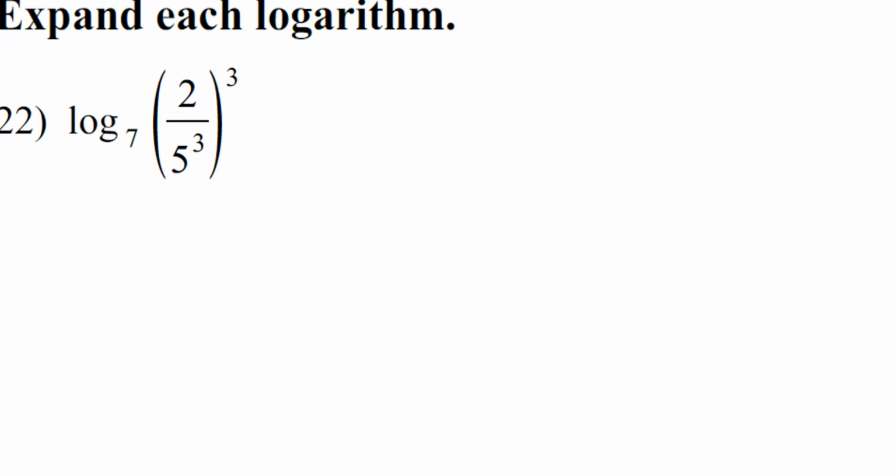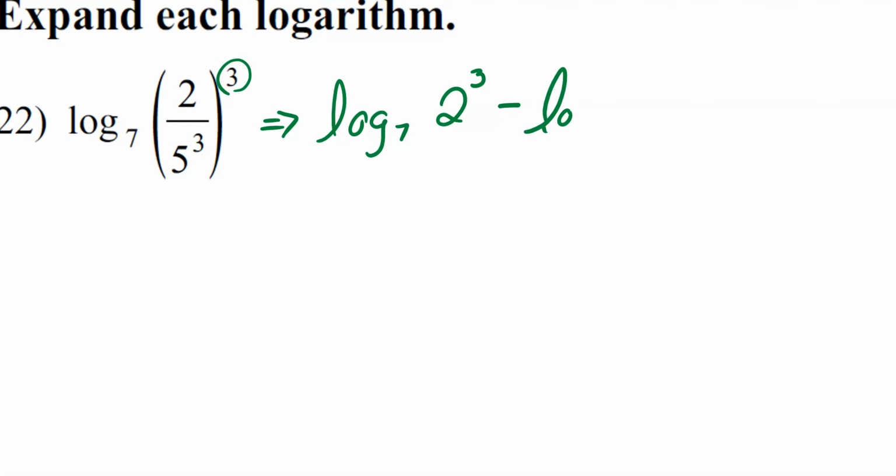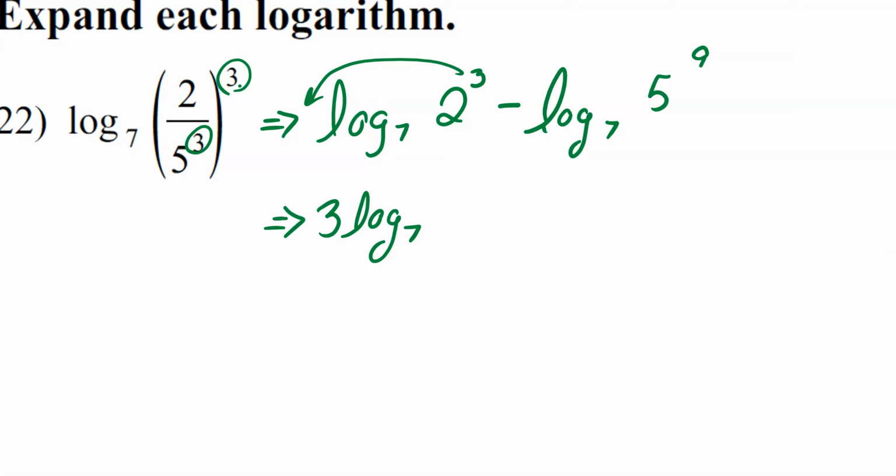So this one we have the division. So I'm going to rewrite it, and I'm going to say log base 7, and both will be to the power of 3. So I'm going to go 2 to the power of 3, minus, because it's division, log base 7 of 5 to the power of 3. So I'm going to go ahead and multiply that out and say 9. Then I'm going to move on to my next step and pull my power out in front. So I have 3 log 7 of 2 minus 9 log base 7 of 5.